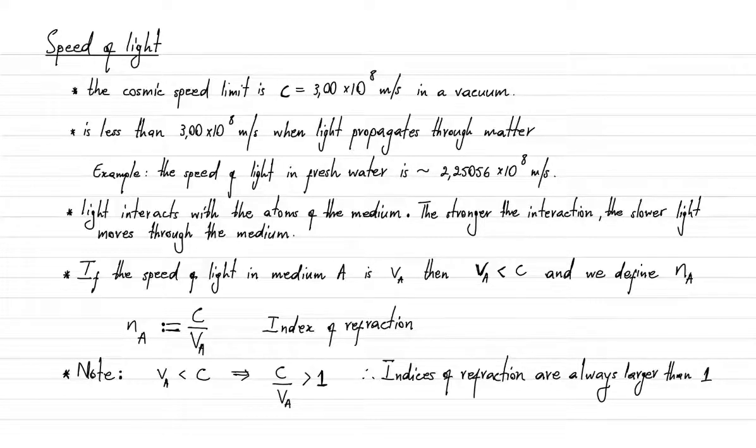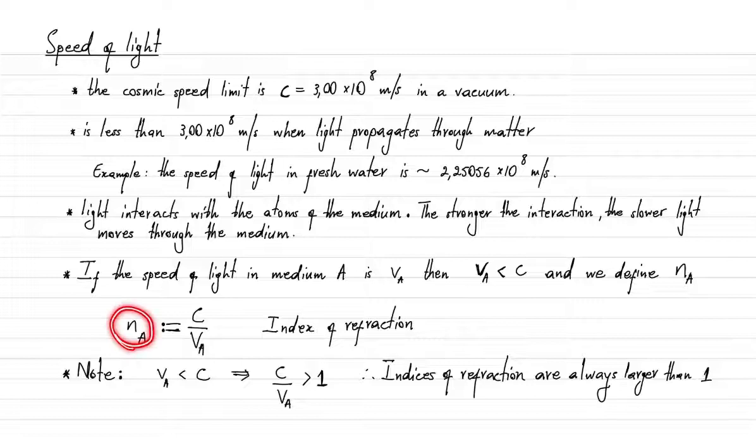And just for mathematical interest and also for future notes, this inequality, the fact that V sub A will always be less than the speed of light, implies to us that the index of refraction, remember c divided by V sub A, is nothing more than n sub A. Again, n sub A, the index of refraction, will always be larger than 1. Indices of refraction are always larger than 1 because the speed V sub A is always smaller than the speed of light in a vacuum.